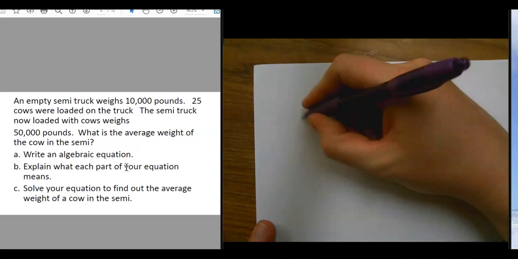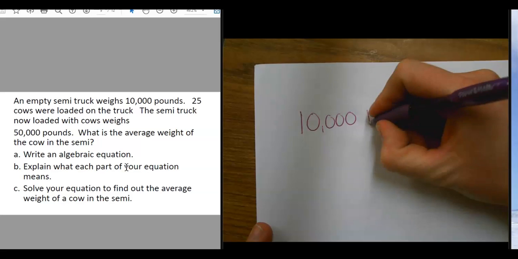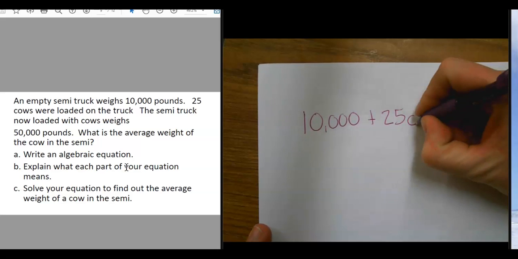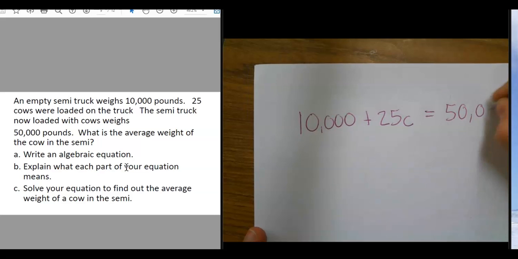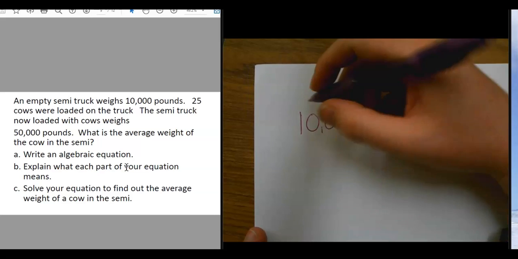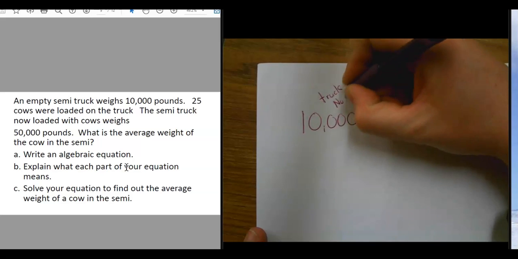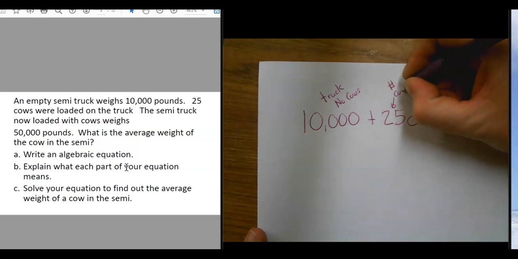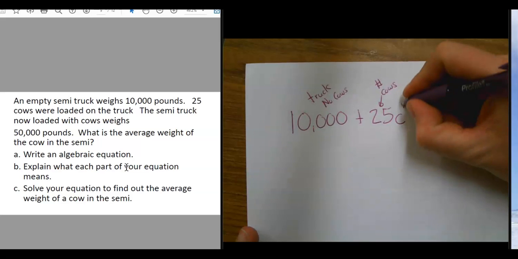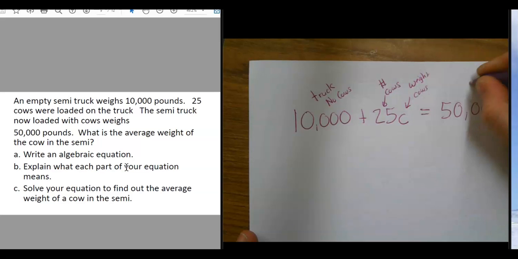So we start out, we have a semi-truck. It's 10,000 pounds. Then we add 25 cows in the truck. We don't know what they weigh, that's going to be C. And we now have 50,000 pounds on our truck. So what does each mean? This 10,000 represents this truck with no cows. The 25 represents the number of cows. The C is the weight of the cows. And the 50,000 is the total weight.